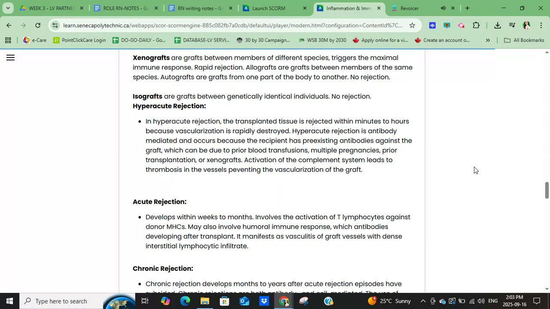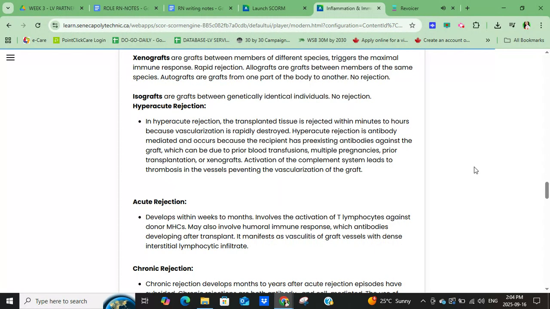Hyperacute rejection. In hyperacute rejection, the transplanted tissue is rejected within minutes to hours because vascularization is rapidly destroyed. Hyperacute rejection is antibody-mediated and occurs because the recipient has pre-existing antibodies against the graft, which can be due to prior blood transfusions, multiple pregnancies, prior transplantation, or xenografts.